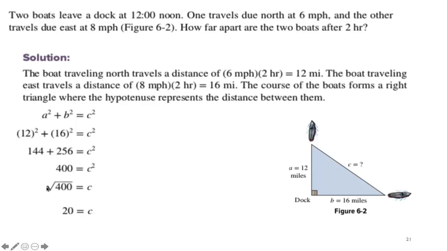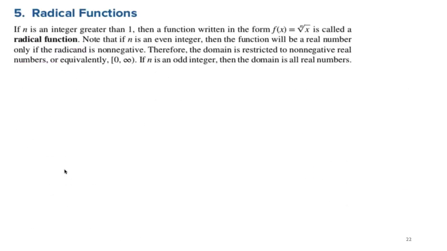And the reason why we picked this principal root is because this is distance, so it's always going to be positive. So this will be positive 20, even though there's actually 2 square roots of 400, positive 20 and negative 20. We only take the positive one in this case. So the boats are 20 miles apart after 2 hours.